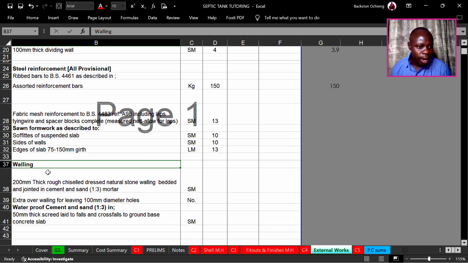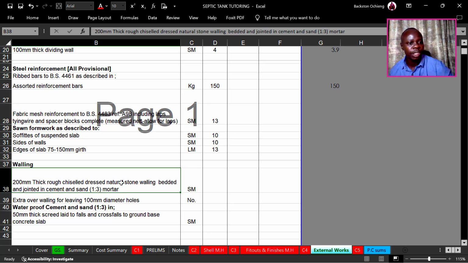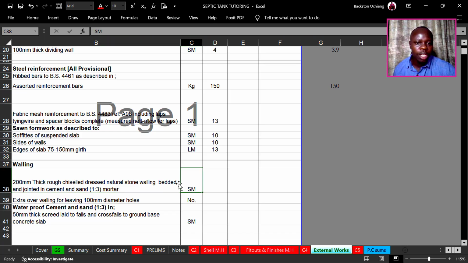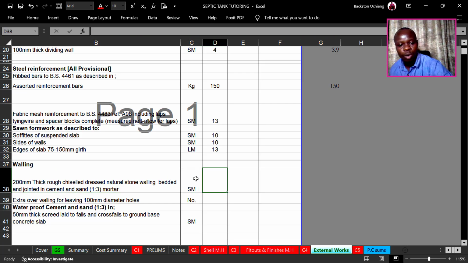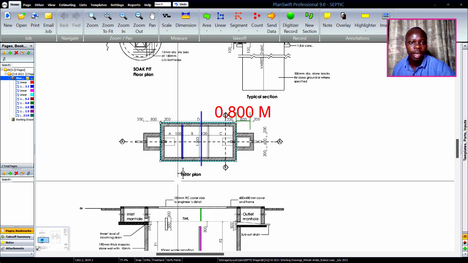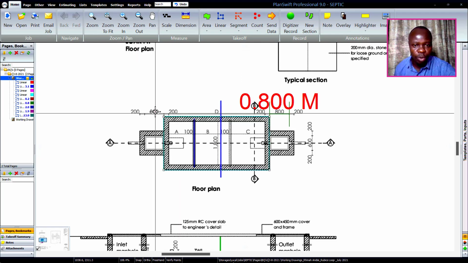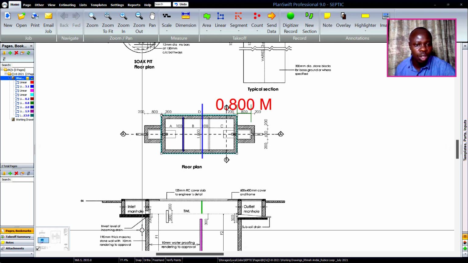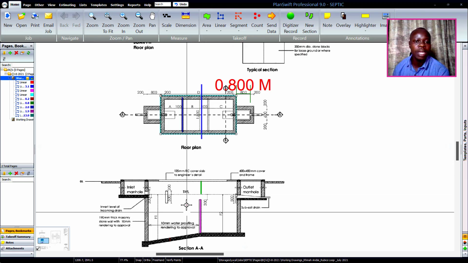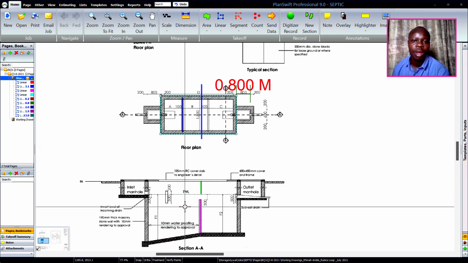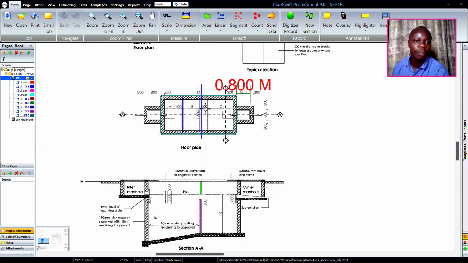All right, then we go to walling of the septic tank. Walling is measured in square meters. So what we are interested in is how to arrive at that square meters. We need to get a length. This is where we have the walling. We have the walling for the section of the manholes, and also another walling for the main section of the septic tank. That is the masonry walling.